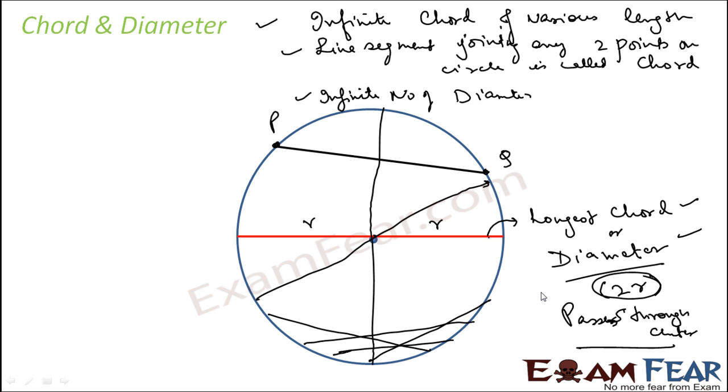You can have an infinite number of diameters in a circle. Please pause this, and understand the concept once again. Diameter is the longest chord, right? You can have an infinite number of chords, you can have an infinite number of diameters. A chord can have any length, but a diameter will have a fixed length. That length is 2R, and it has to pass through the center of the circle.